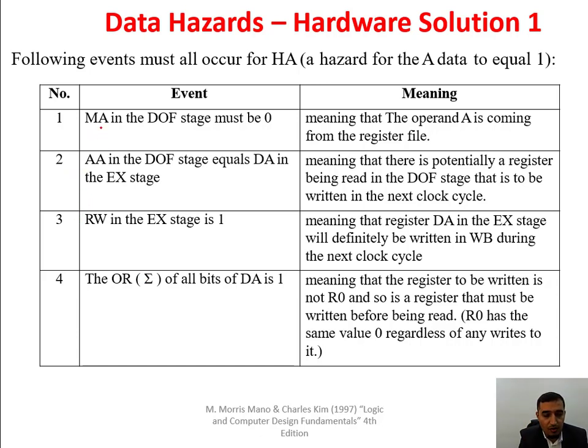require a hazard. First of all, MA of the decode operand fetch must be zero, meaning we are reading from the register the operand A. AA of the decode operand fetch stage and DA in the execution stage should be equal, meaning we are reading from the same register. RW should be equal to 1, and we are not writing to R0. So if all of these happen, then we are going to have a hazard.